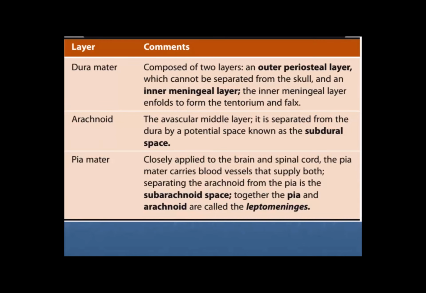The intracranial hemorrhage. The dura mater is composed of two layers, an outer periosteal layer which cannot be separated from the skull, and an inner meningeal layer. The inner meningeal layer infolds to form the tentorium and the falx. The arachnoid is the middle layer. It is separated from the dura by the potential space known as the subdural space. The pia mater is closely applied to the brain and spinal cord. The pia mater carries blood vessels that supply both. Separating the arachnoid from the pia is the subarachnoid space. Together, the pia and the arachnoid are called the leptomeninges.